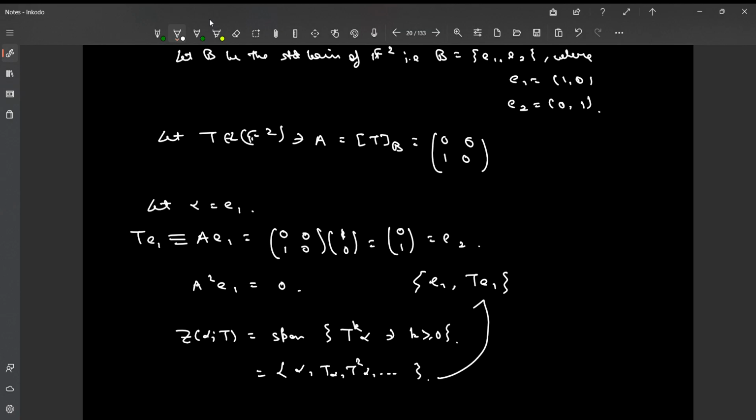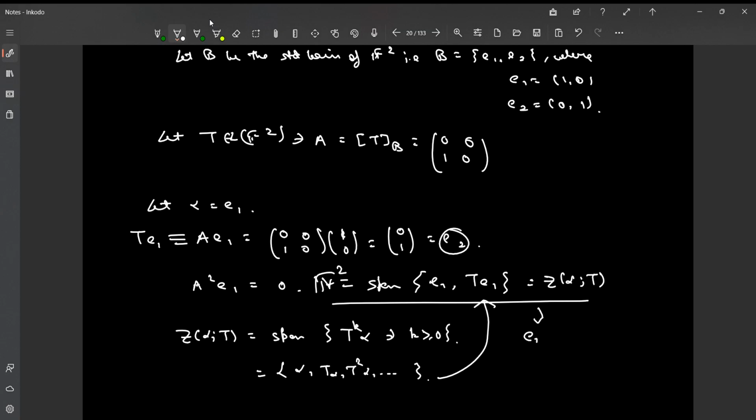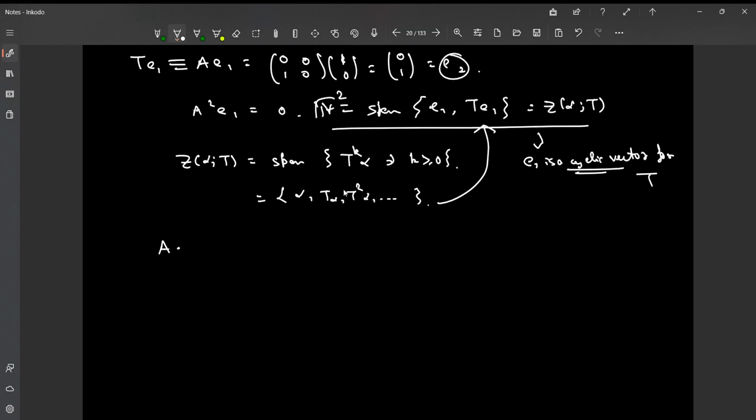Clear? So if you relate this to this, then the span of this is exactly Z(alpha, T), right? But T of E1 is E2, so this is exactly equal to V, sorry, F^2. Yes, we had considered V to be F^2. So what does this imply? This implies that E1 is a cyclic vector for T. We cannot say anything about E2.